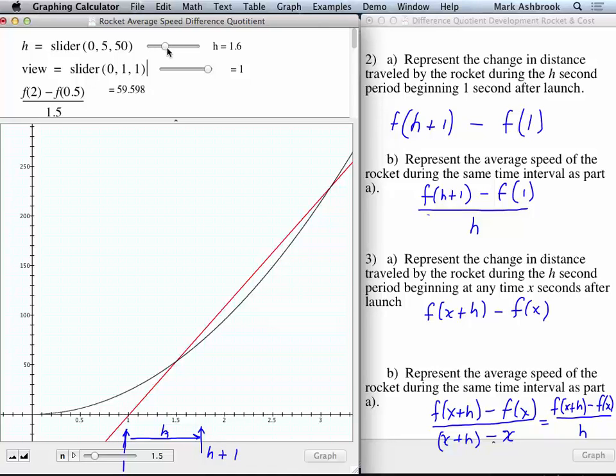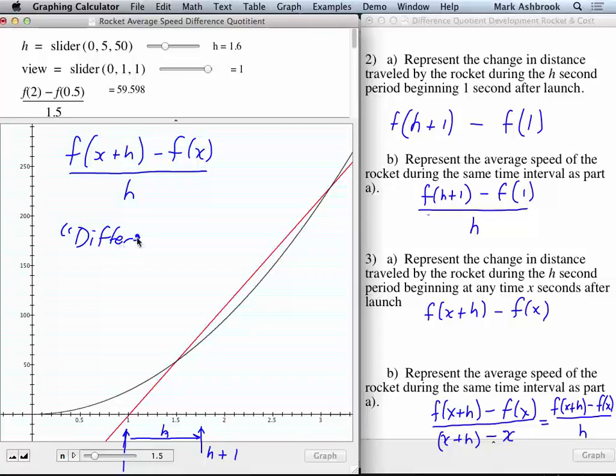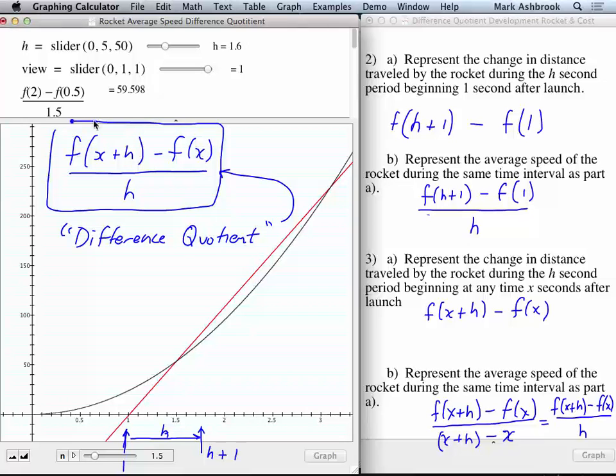Okay, this is a special thing in calculus. It's very important in calculus. This thing, which is the change in output over the change in input, is called the difference quotient. Difference because both those changes are calculated by differences, right? And then you put those into a quotient. So when you see difference quotient, this is what we mean by the difference quotient.